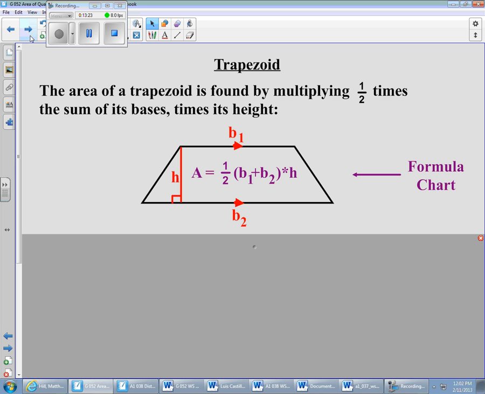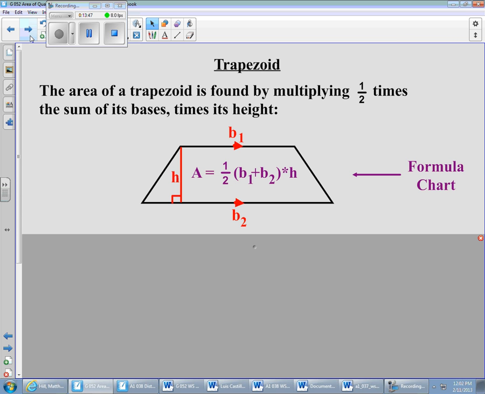Okay, the area of a trapezoid is found by multiplying 1/2 times the sum of its bases times its height. Fortunately, this formula is provided for us on the formula chart. This is one of the few formulas that I think they didn't waste their space on the formula chart giving to us. This is a good one to have. And it reads pretty much like this one.